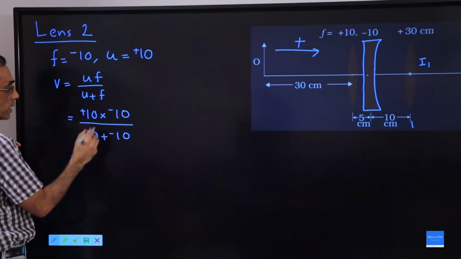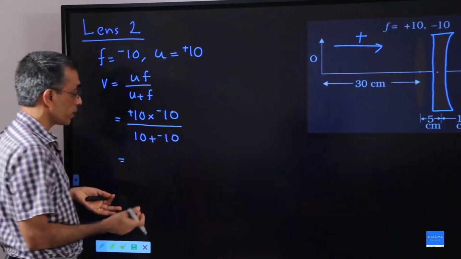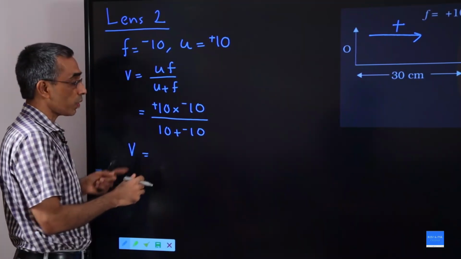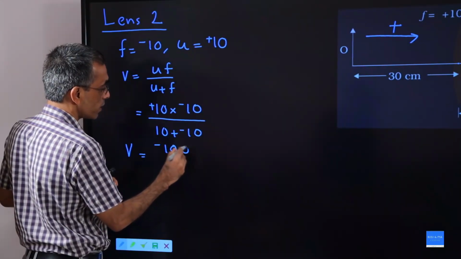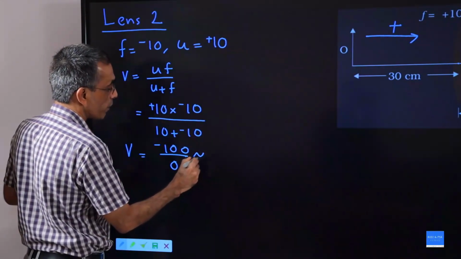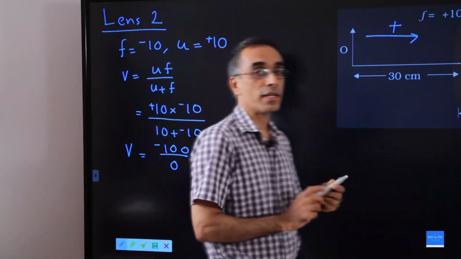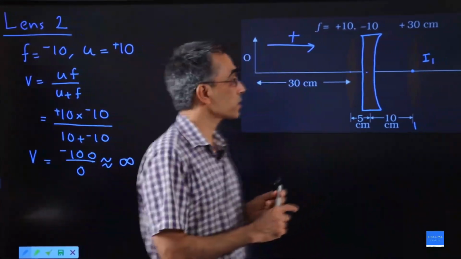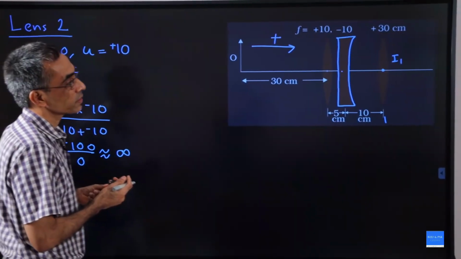This gives you, see, this is divided by 0. Divided by 0 is not determined, not doable, but we will approximate. In physics we will always approximate something like this: minus 100 divided by 0, we will approximate this as infinity. So for the second lens, the plano-concave lens, the image will form at infinite distance from the lens, infinite distance from the lens. Okay.